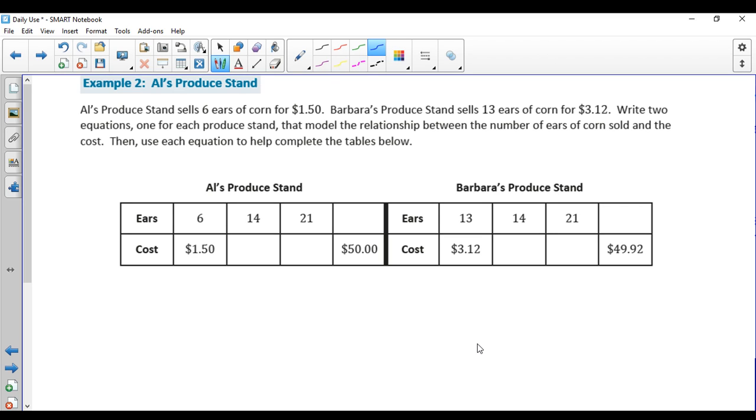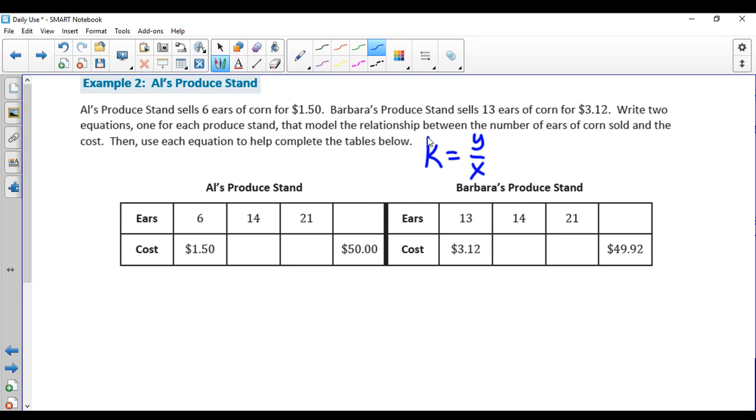Okay, in this video for lesson 9, we're going to talk about example 2, and we're going to again find the constant of proportionality and then use that to write an equation to find the rest of the information in the tables that are on this problem. So the first thing we'll review is that our constant can be found by dividing y by x.